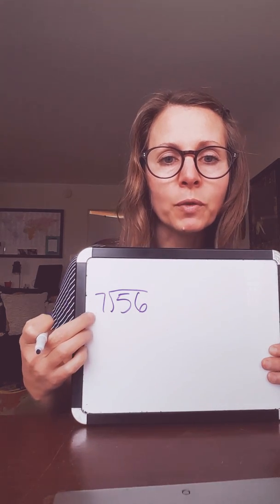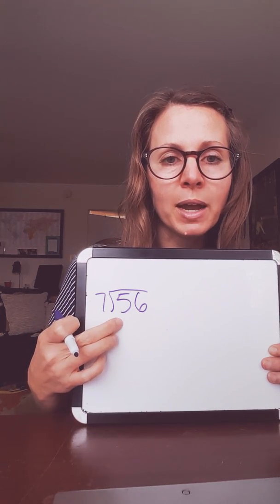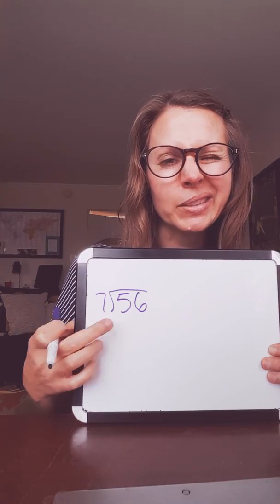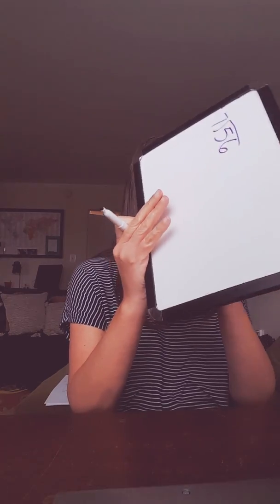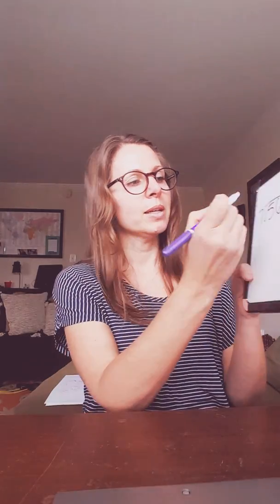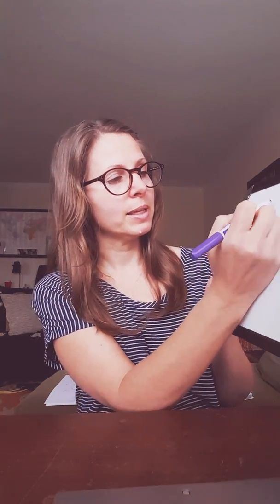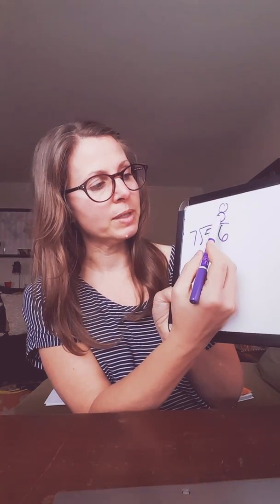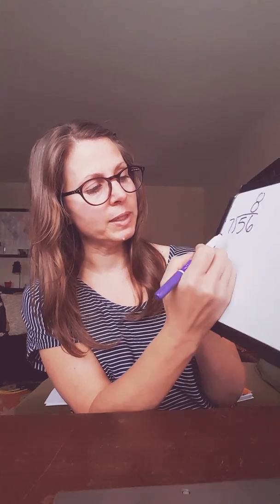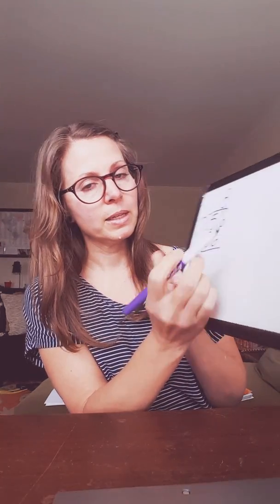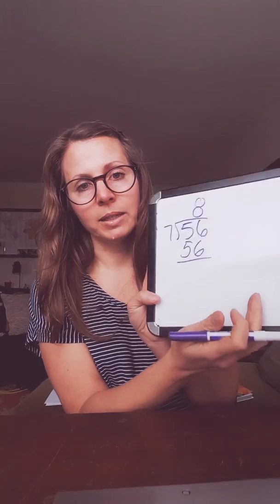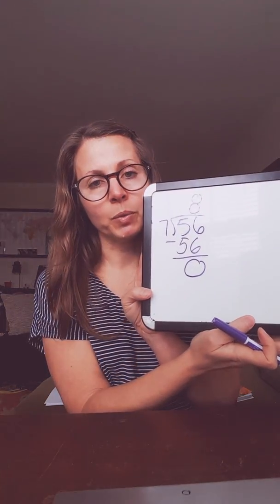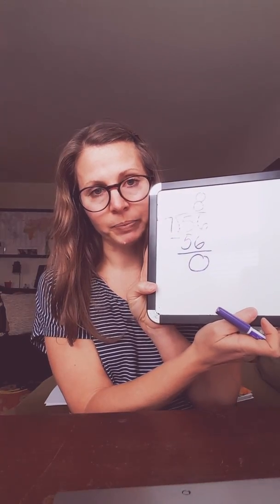Okay, so first things first, 7 cannot go into 5, so it's 7 into 56. What times 7 gives us 56? Think back to those math facts. I know that 7 times 8 is 56. So now I'm going to say 8 times 7 is 56. Then I need to subtract. And we get 0, so we're done. We don't have to bring anything down.